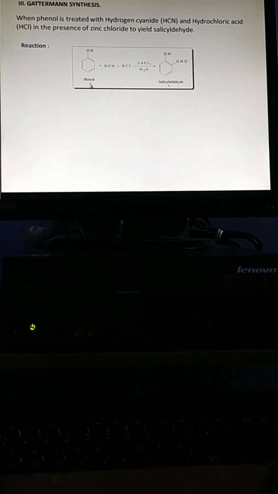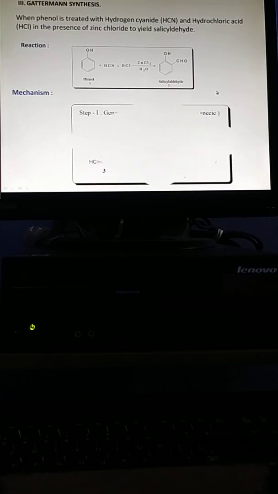So here we have the phenol. When this phenol is treated with HCN and HCl, so this is the hydrochloric acid, and this is the hydrogen cyanide, in the presence of zinc chloride, we will get the salicylaldehyde. So structure 2, that is the salicylaldehyde.